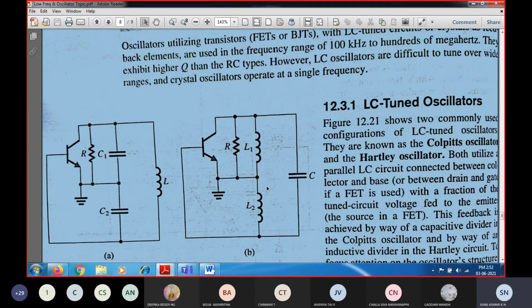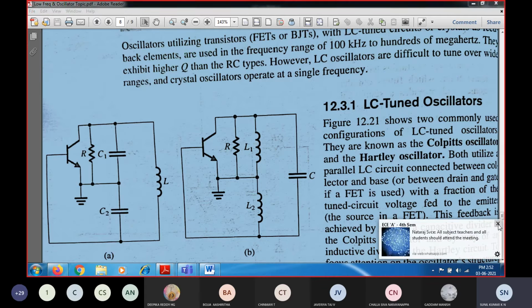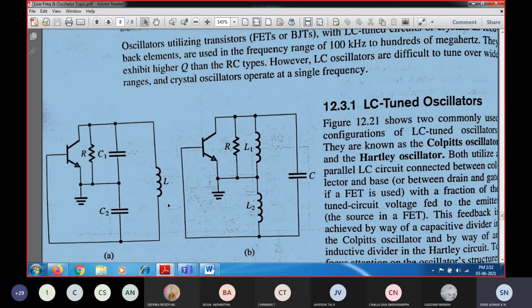Here you can see Z1 and Z2 are made up of inductors, whereas here they are made up of capacitors, C1 and C2. And the third impedance Z3 will normally be the opposite type. That is, if Z1 and Z2 are capacitors, then Z3 will be the inductor.